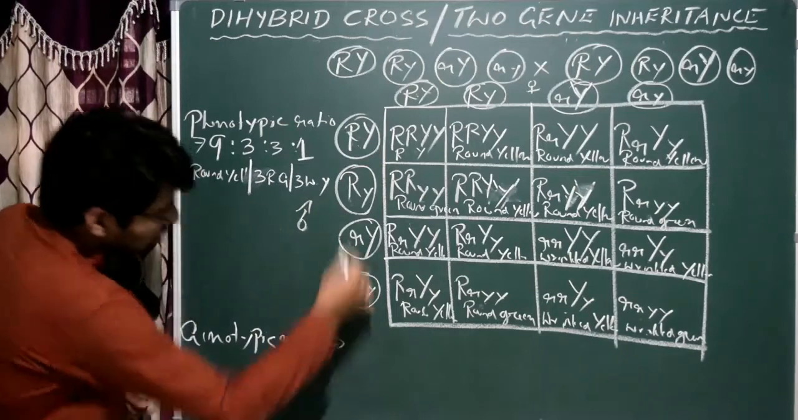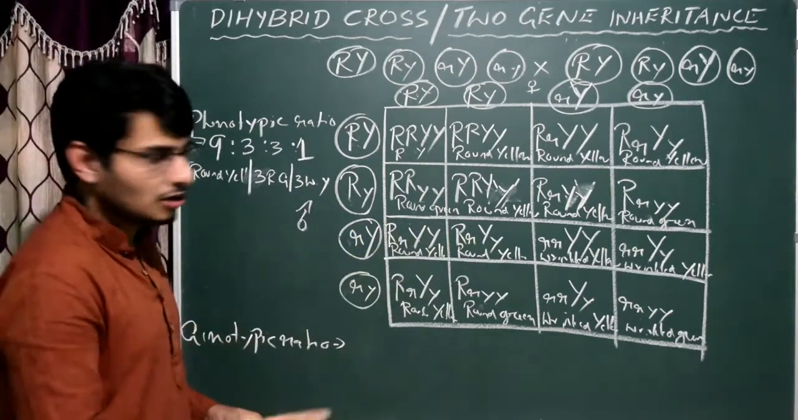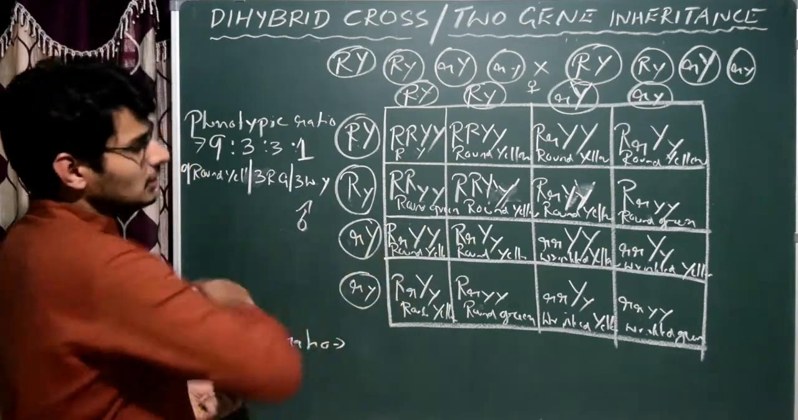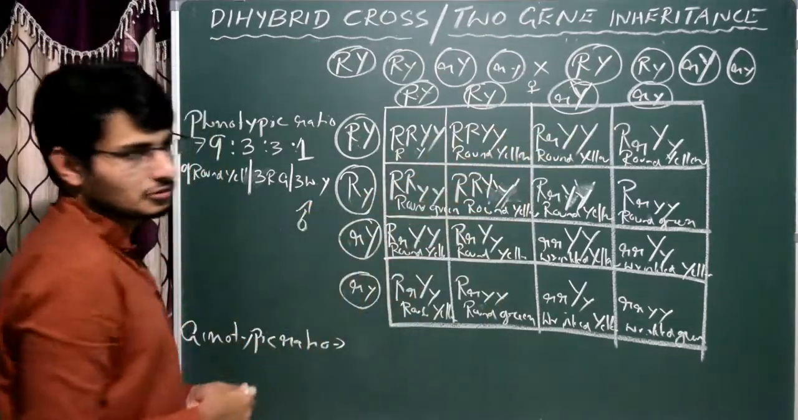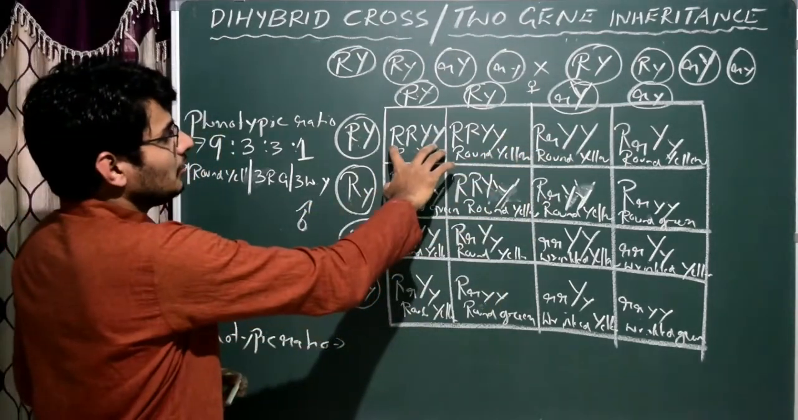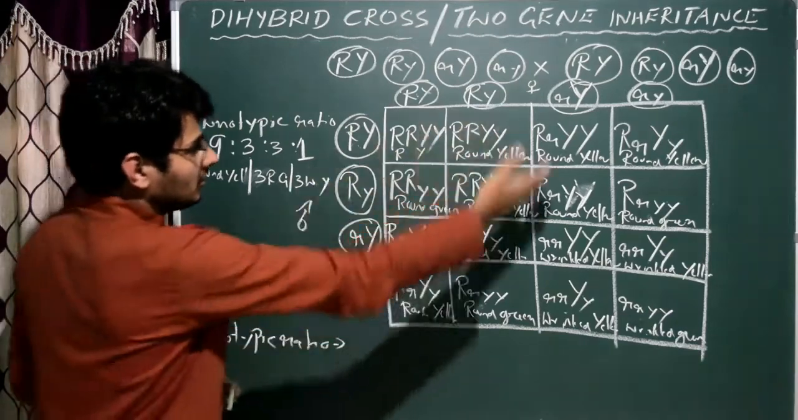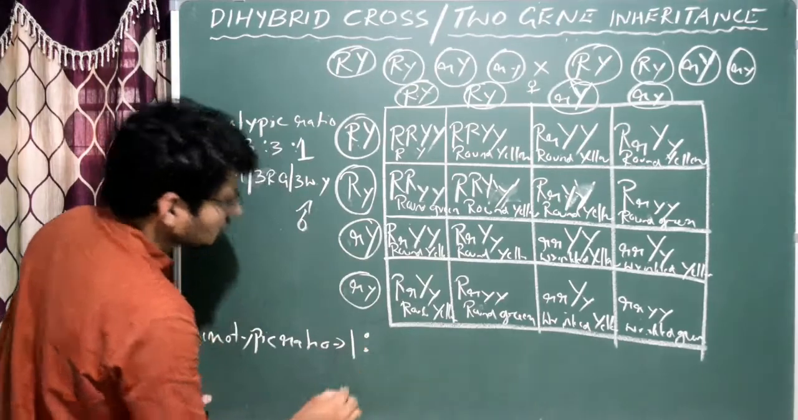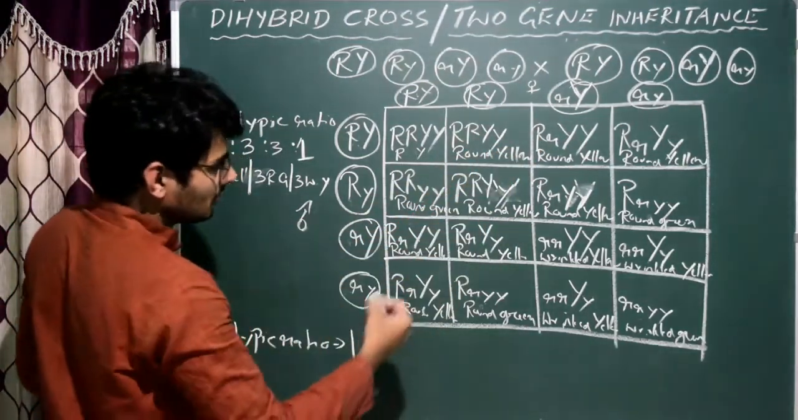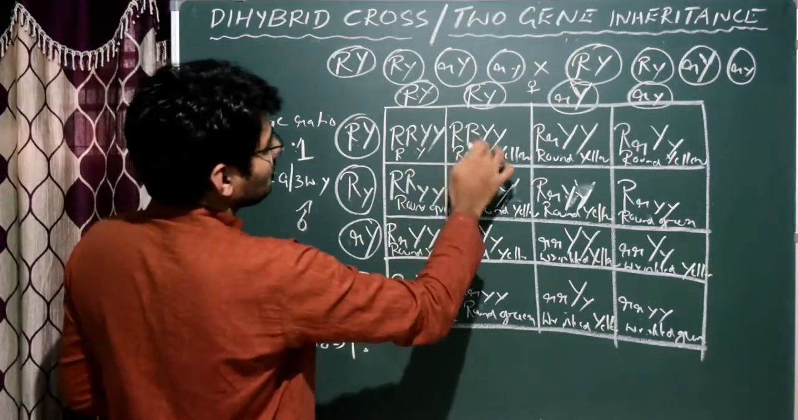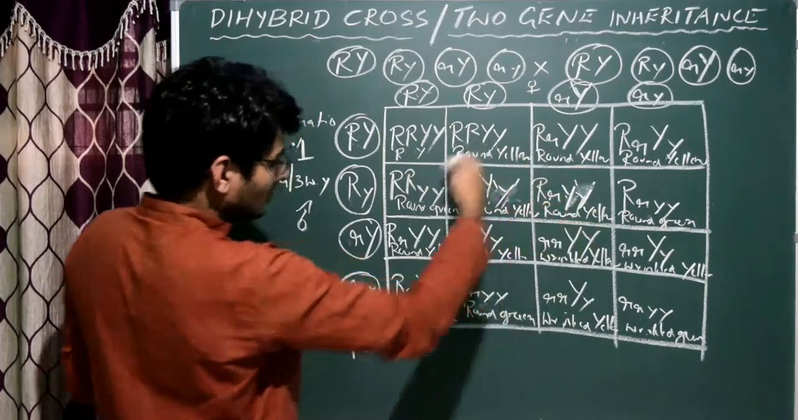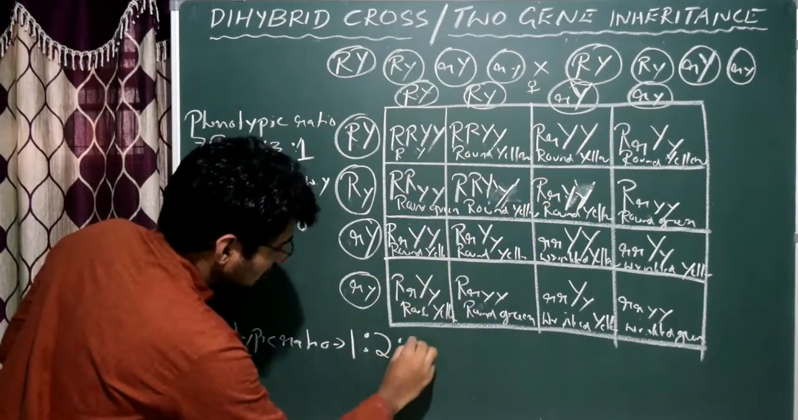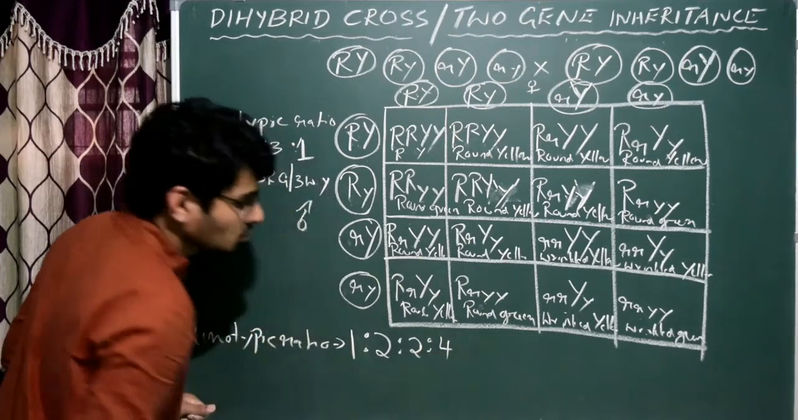If I go on doing it, obviously it will take a lot of time. I know the genotypic ratio, so I'll write it straight away because you can easily observe the genotypes. Capital R, capital R, capital Y, capital Y: how many are there? I think only one, correct? So we write 1:2. Then if you take round yellow, this particular genotype, find it out. There are two, I know it. So I just keep on writing it: 1:2, 2:2, 2:2.